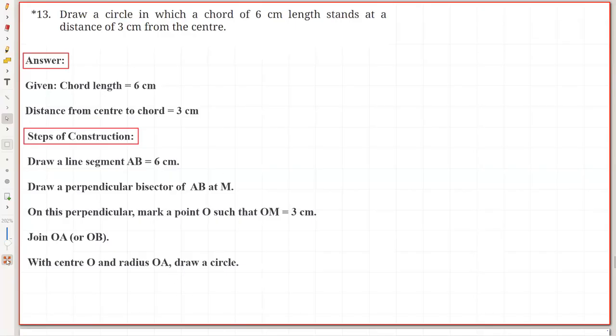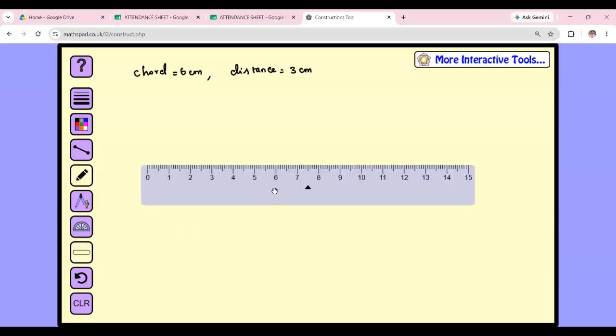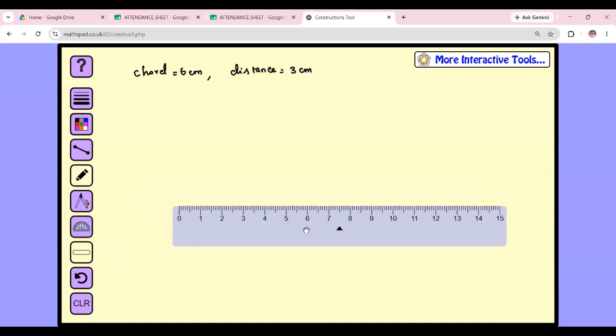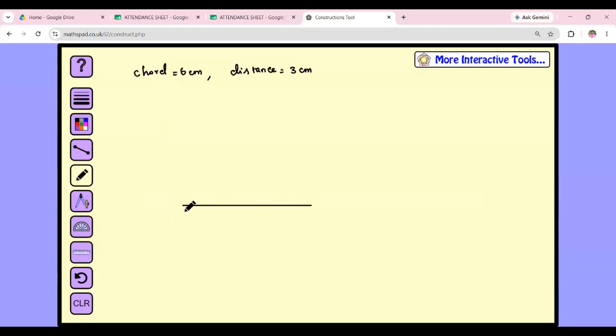Now I'll take the construction tool. The chord length is 6 centimeter, and the distance from the center is given as 3 centimeter. First I draw the 6 centimeter line segment using a ruler. This is my chord, and I'm naming it AB. AB is the chord of length 6 centimeter.